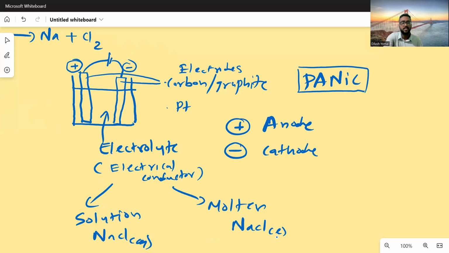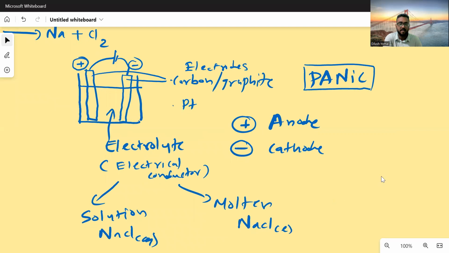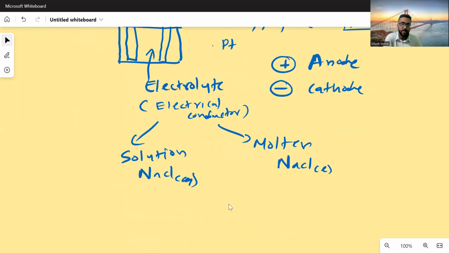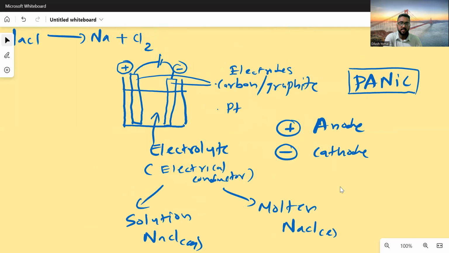Before we go to the electrolysis of molten compounds, I have another thing to explain to you. Concerning the cathode and anode, I told you these are positive and negative charges. So we'll see an example.